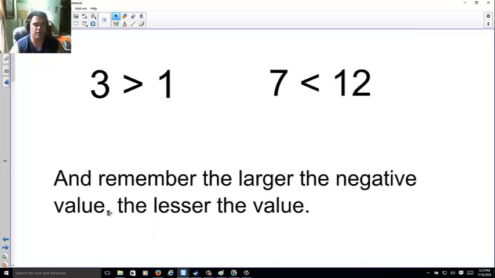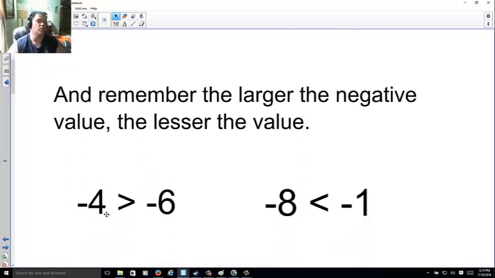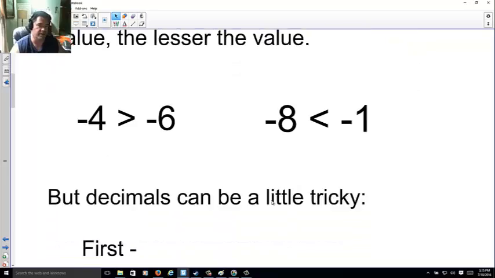And remember, the larger the negative value, the less the value. In other words, negative 4 is greater than negative 6. Now why? Because I'd rather owe $4 than owe $6. So if you have to go into negative, you'd rather owe less than owe more. And the same way, negative 8 is less than negative 1 because you're worse off if you owe $8 than if you only owe $1.